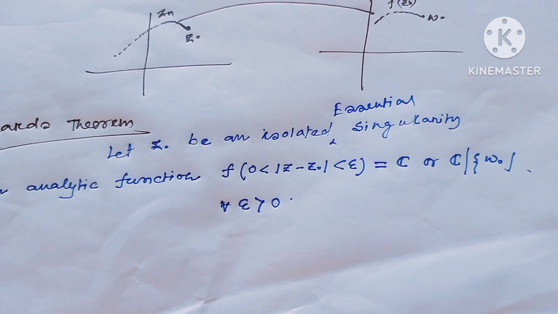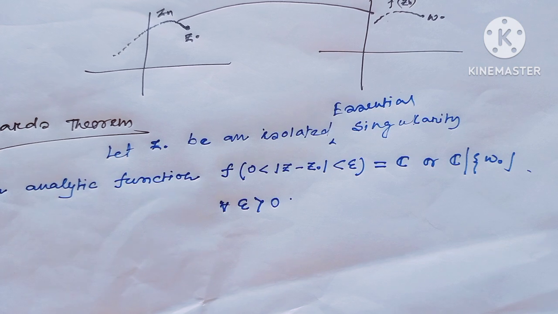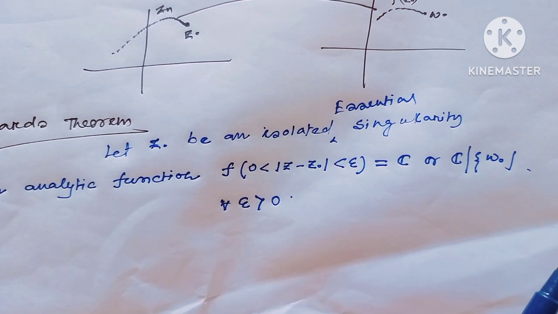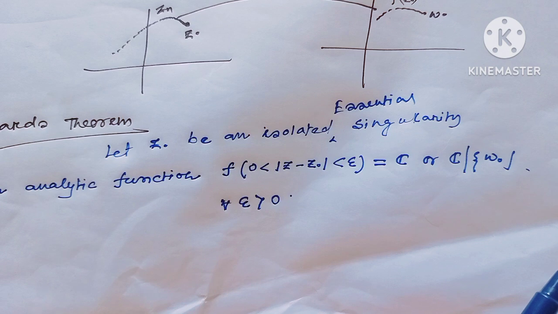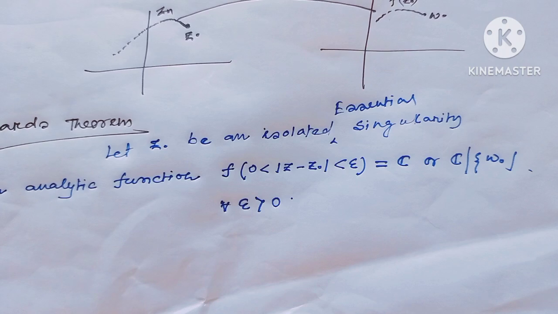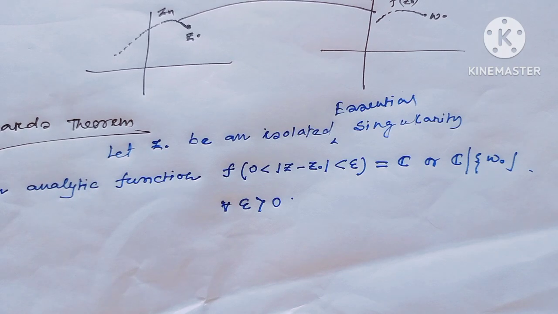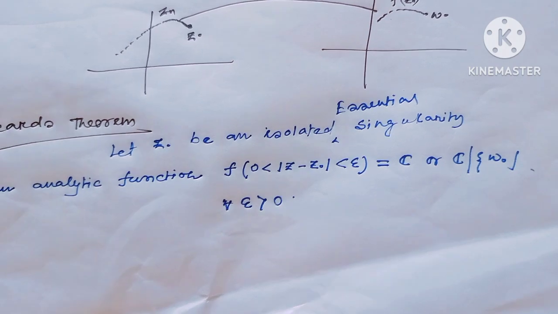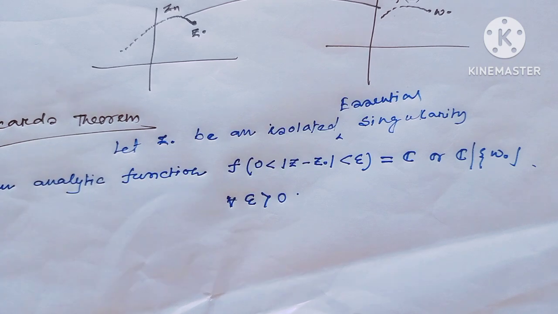That means, similar to the Casorati-Weierstrass theorem, take any small deleted neighborhood around the point z0, and its image is always either the whole complex plane or the complex plane omitting only one point. This is Big Picard's theorem. Later I will say what Little Picard's theorem is, but Big Picard's theorem is useful when the function has an essential singularity.